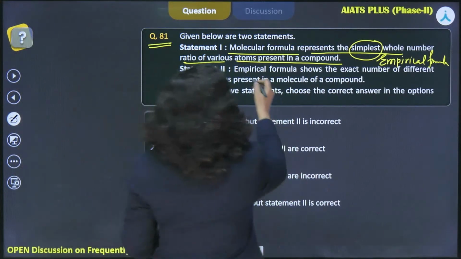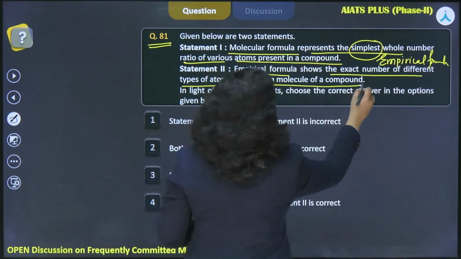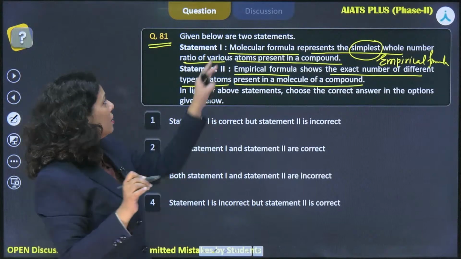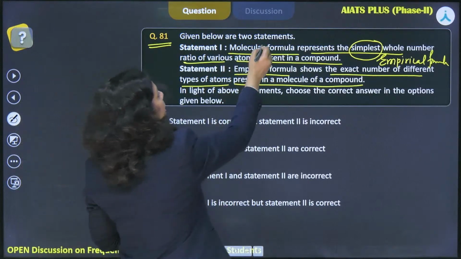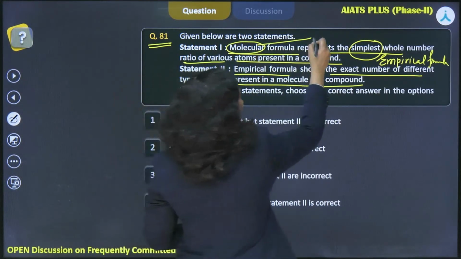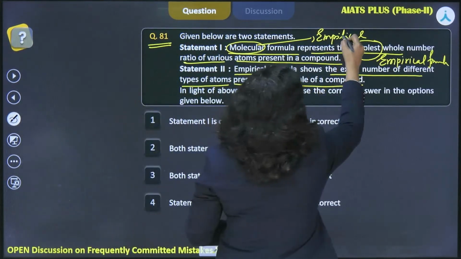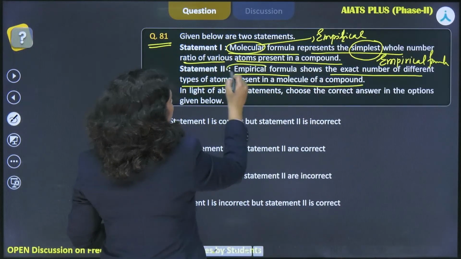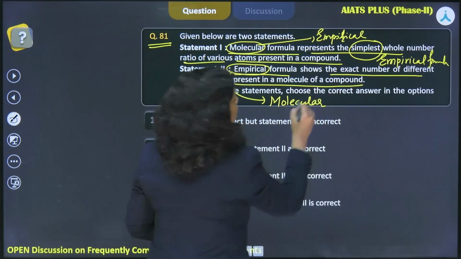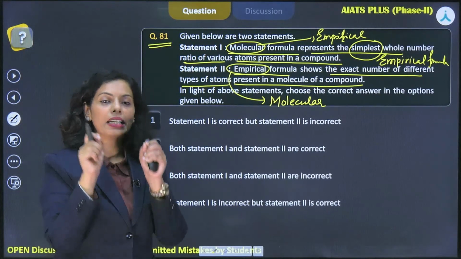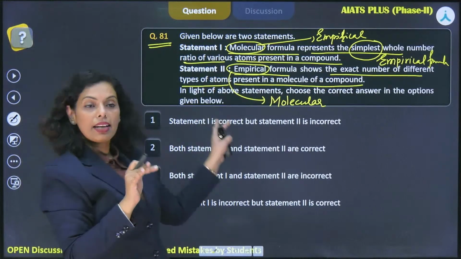Okay? Statement 2 says empirical formula shows the exact number of the different types of atoms present in the molecule of a compound. So actually what happened, these two definitions are interchanged. The first statement is representing empirical formula instead of molecular formula. It should be empirical. And the second one here, empirical is written. It should be molecular formula. So while reading the question, don't be in a hurry. You have to read it clearly and carefully. Then only you will proceed, okay? And you'll get the right answer.